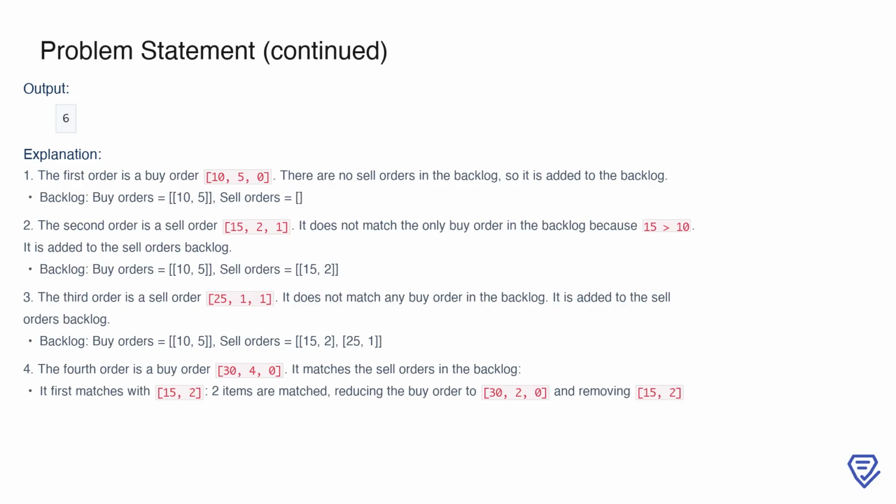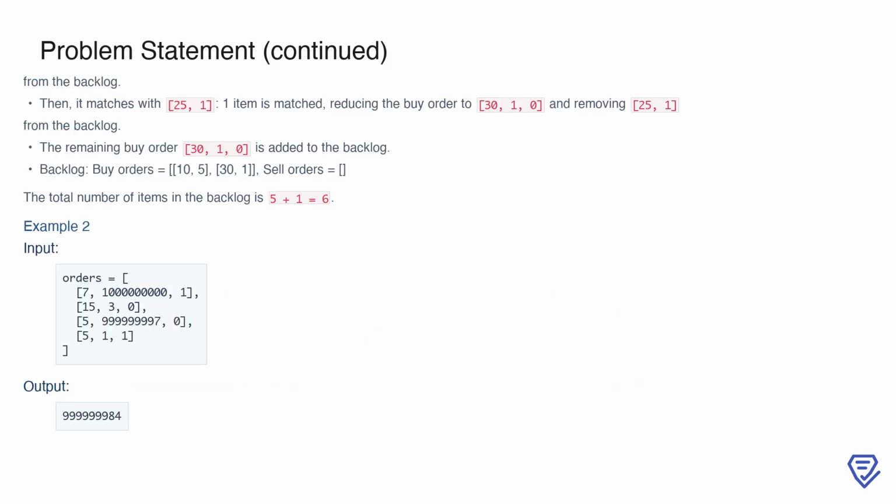Next, we process the third order, [25, 1, 1], which is another sell order. Similar to the previous sell order, it cannot match any buy orders in the backlog and is therefore added to the sell orders queue. Finally, the fourth order, [30, 4, 0], is a buy order for 4 items at a price of 30 or lower. This buy order can match the sell orders in the backlog sequentially, starting with the order [15, 2, 1].